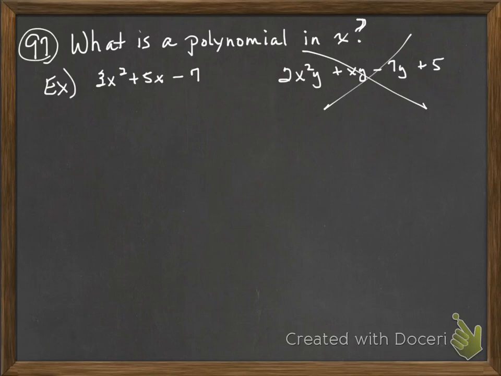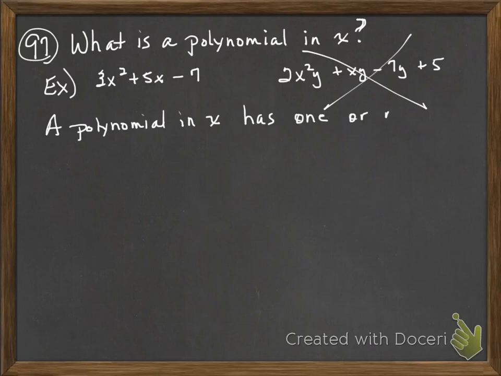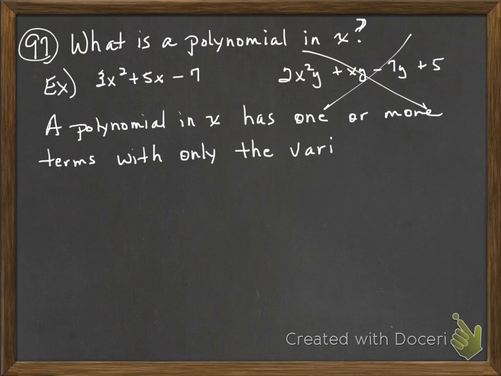So it's asking you to write out in words what is a polynomial in x, and you would just say something like: a polynomial in x has one or more terms with only the variable x. A polynomial in x has one or more terms with only the variable x.